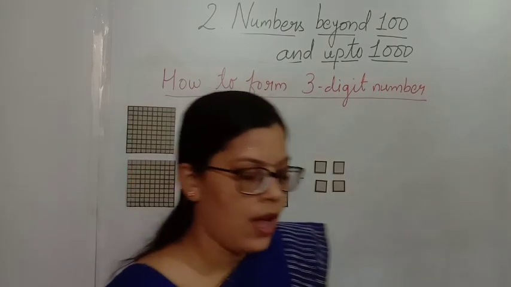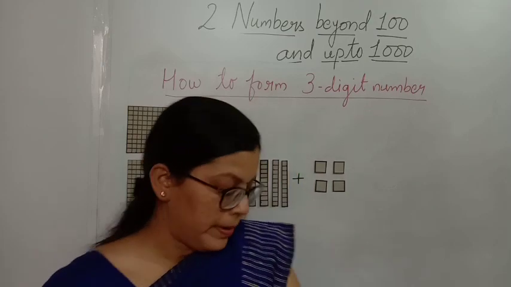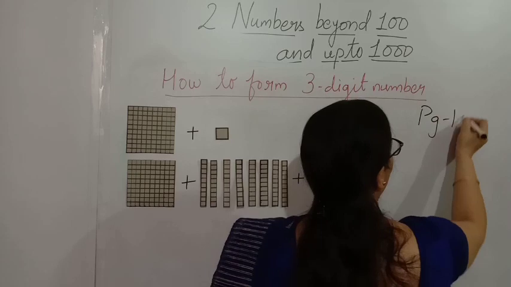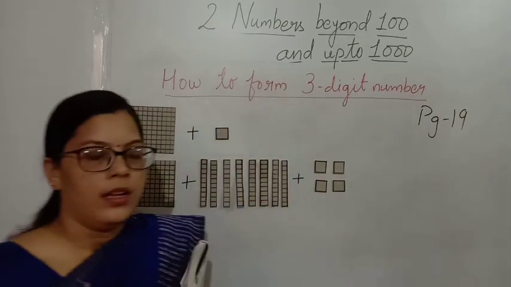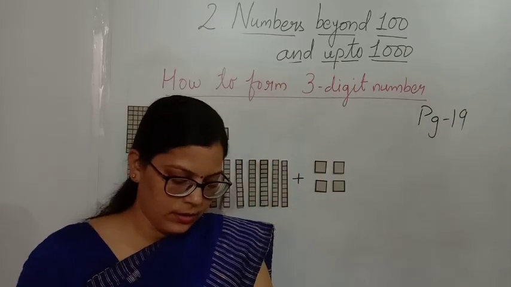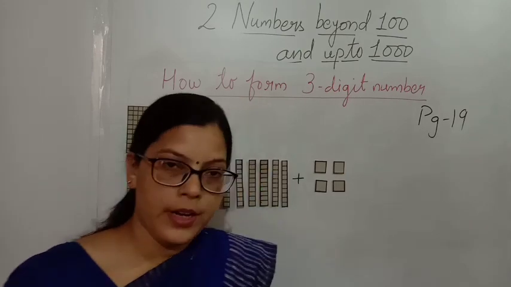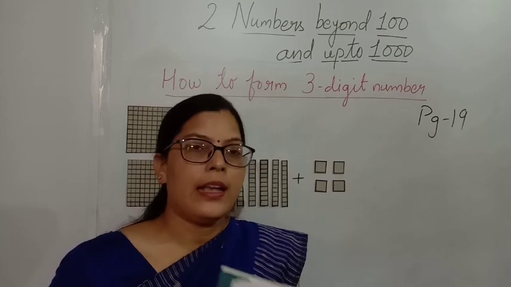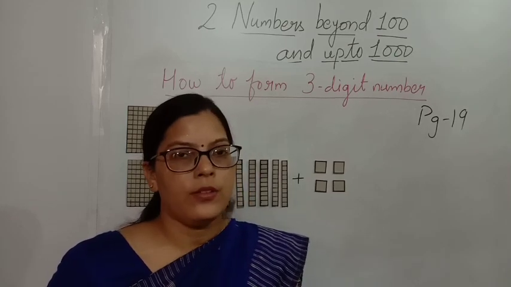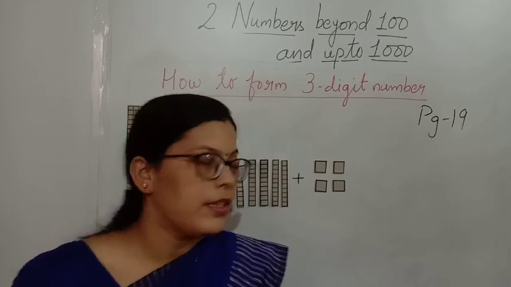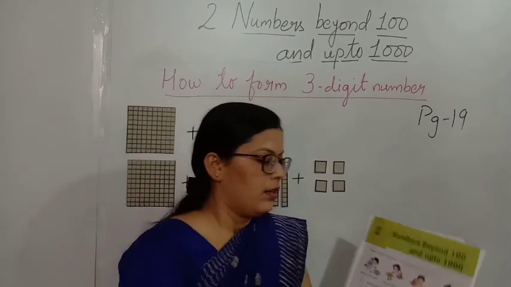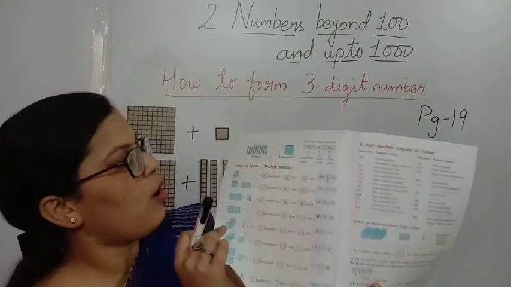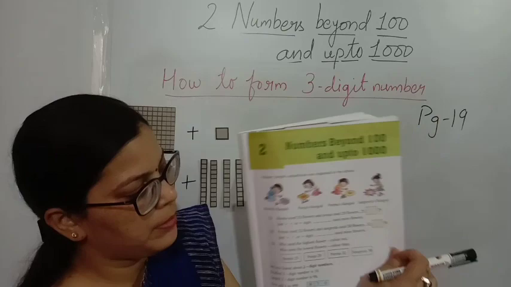Okay students, so now open your book, page number 19. Till now what you have learnt: the smallest 3-digit number is 100, the greatest 3-digit number is 999, and the smallest 4-digit number is 1000, that is 1 and 000. Now we'll do some work today also in the book, on how to form a 3-digit number. Open page number 19.